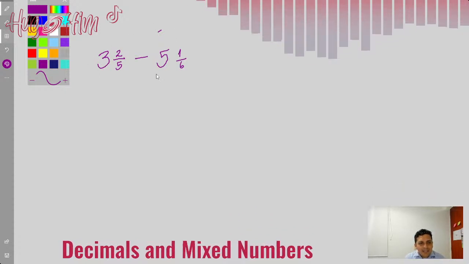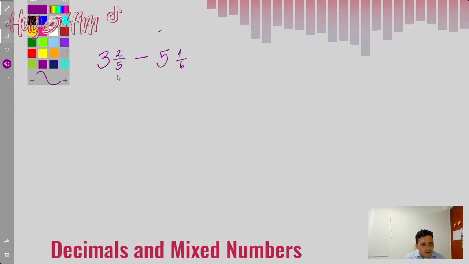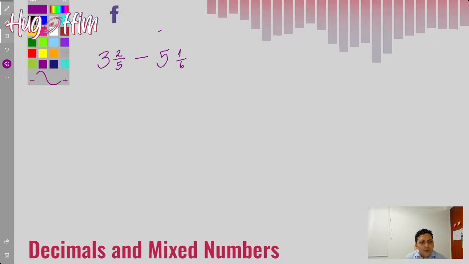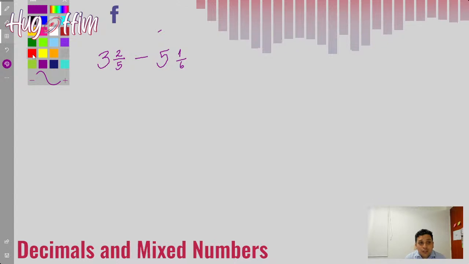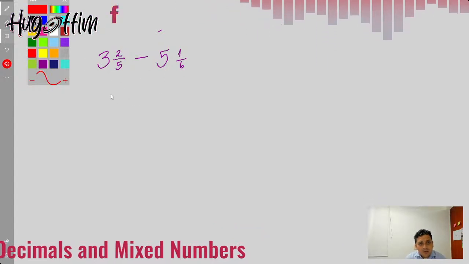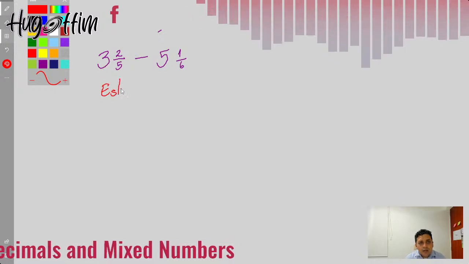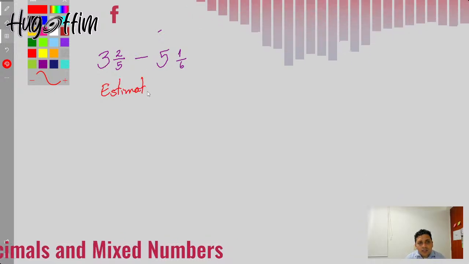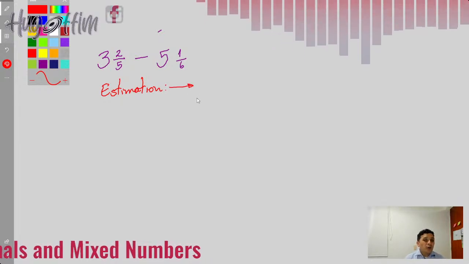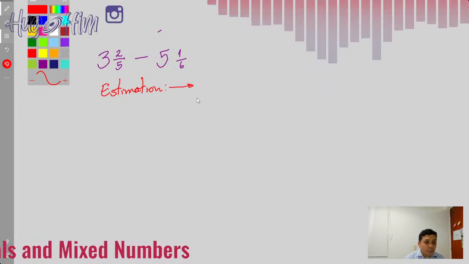Now, what is the strategy you can follow here? I always recommend that you start by doing an estimation. Why is it important to do an estimation? Because when you estimate, you can know where your answer goes, until which point it goes.